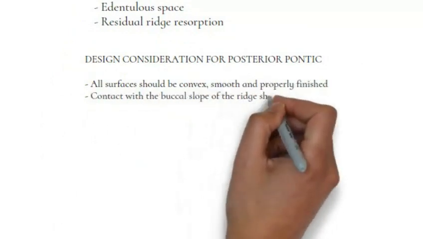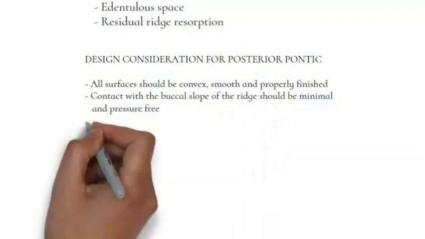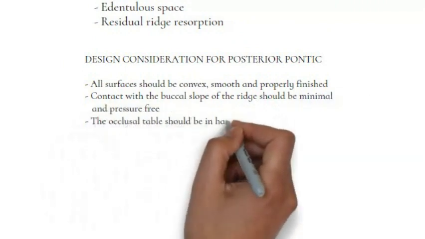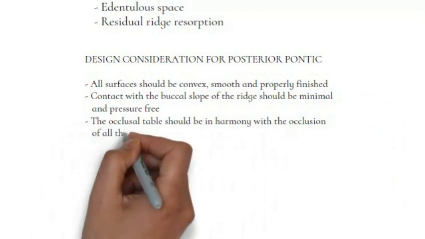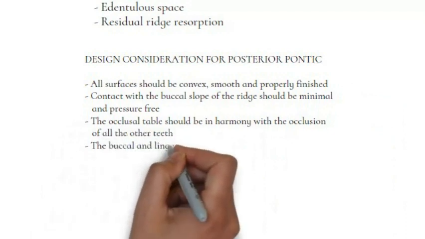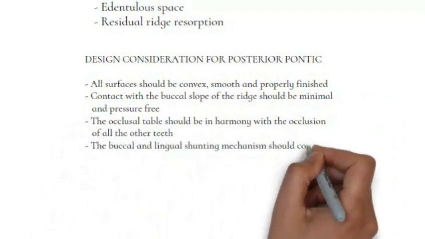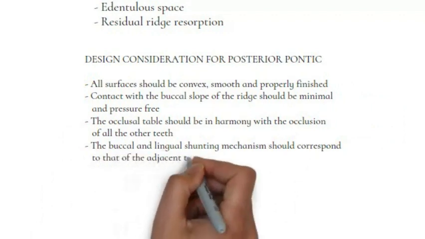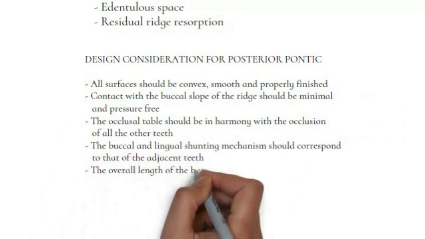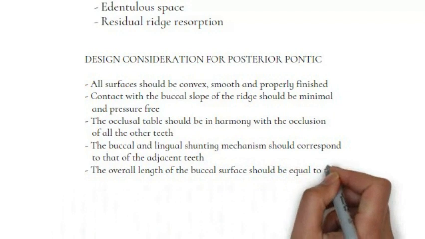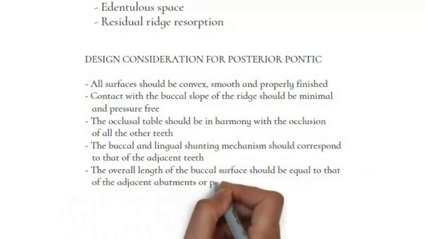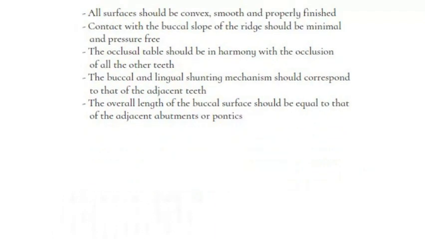Contact with the buccal slope of the ridge should be minimal and pressure free. The occlusal table should be in harmony with the occlusion of all the other teeth. The buccal and lingual shunting mechanism should correspond to the adjacent teeth. The overall length of the buccal surface should be equal to that of the adjacent abutment or Pontic.